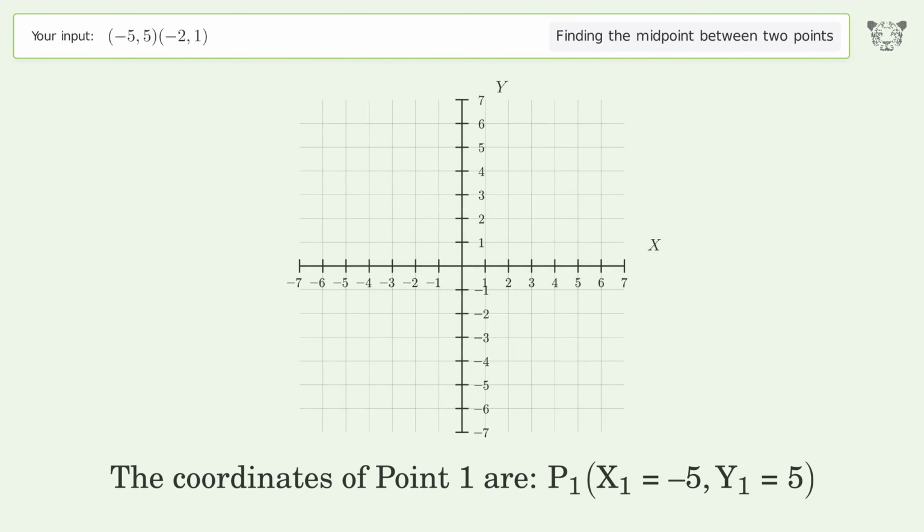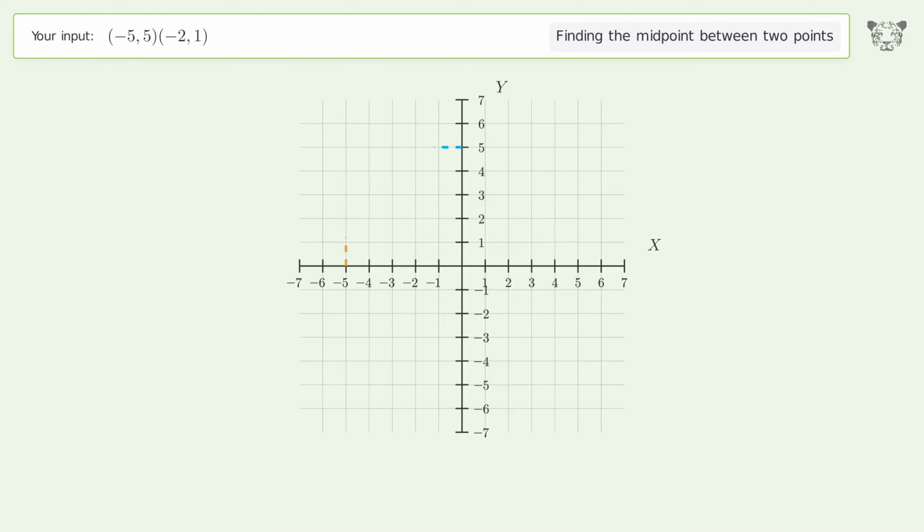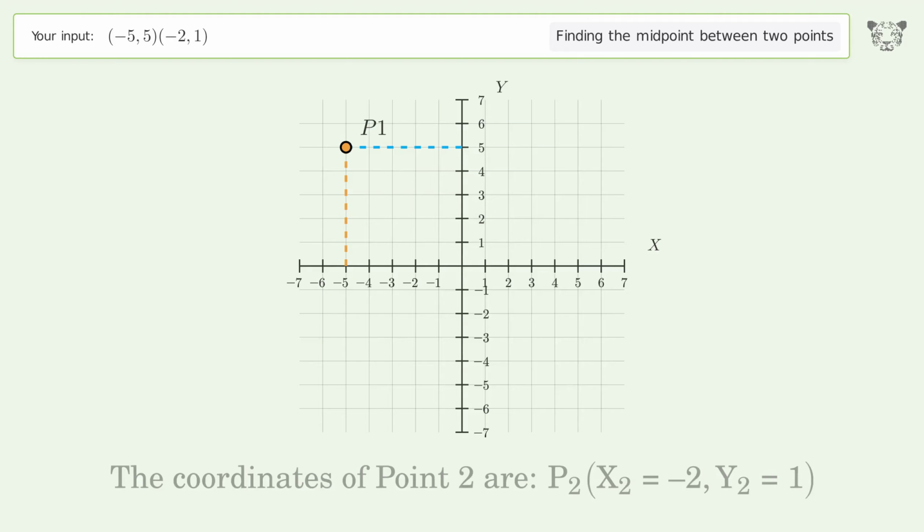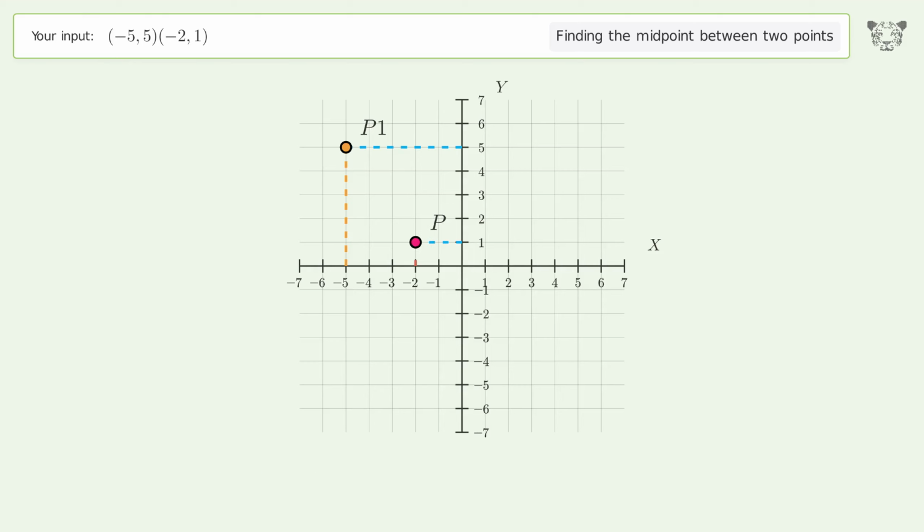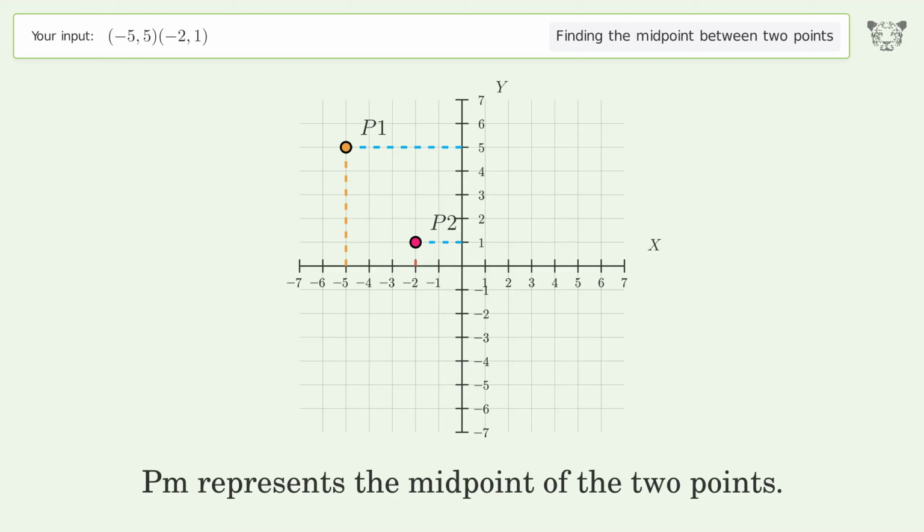The coordinates of point 1 are x1 equals -5, y1 equals 5. The coordinates of point 2 are x2 equals -2, y2 equals 1. PM represents the midpoint of the 2 points.